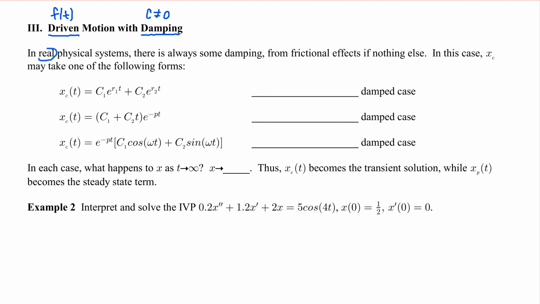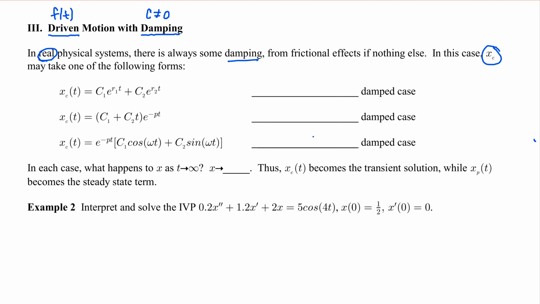In real physical systems, there is always some damping. This can be from frictional effects, if nothing else, or air resistance, or shock absorbers, anything that resists the velocity of that mass. In this case, the complementary function x sub c, as we have learned, may take one of the following forms. Now remember, x sub c is the solution to the corresponding homogeneous differential equation. So we're going to look at this complementary function and the three different cases that we've studied so far.